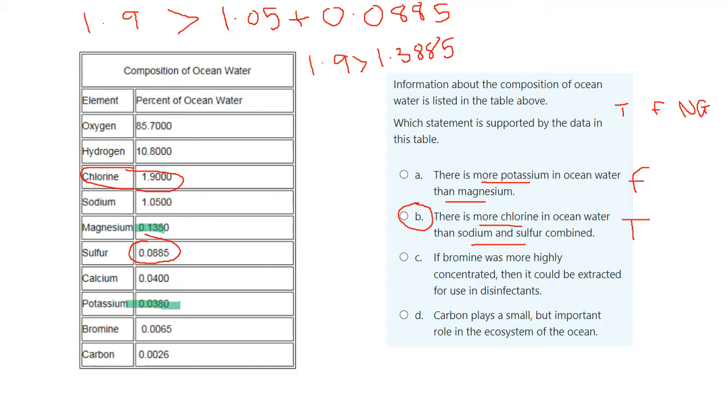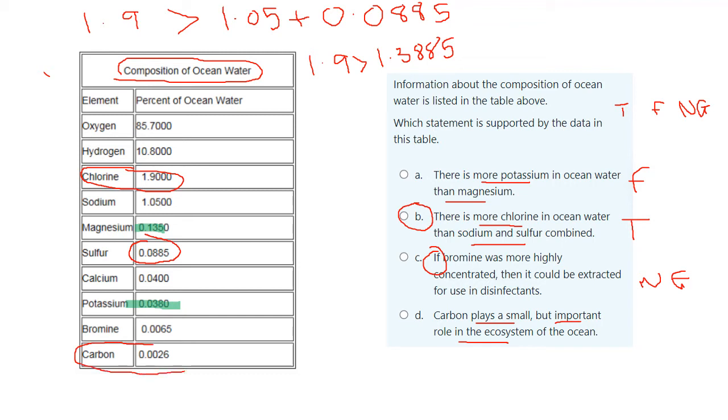C, if bromine was more highly concentrated, then it could be extracted for use in disinfectants. If this happened, well, this is not given. We don't know what would happen. This is only the composition of the ocean water. We know how much of each element is in the water right now. We do not know what would happen in the future. We have no idea.